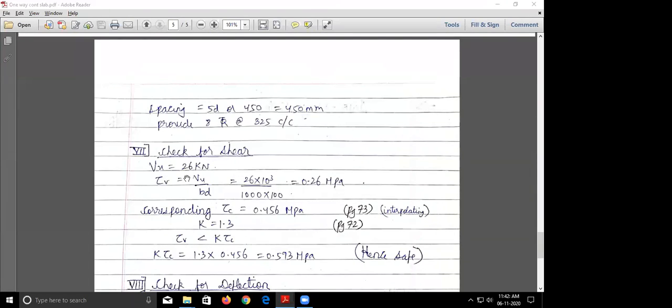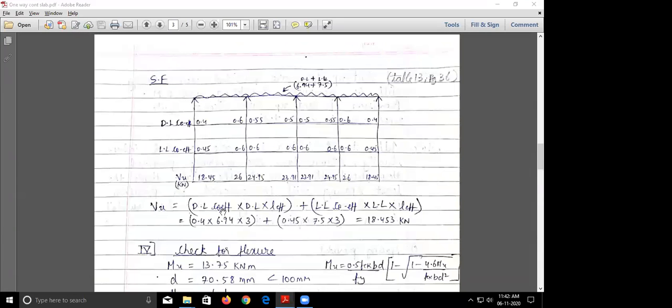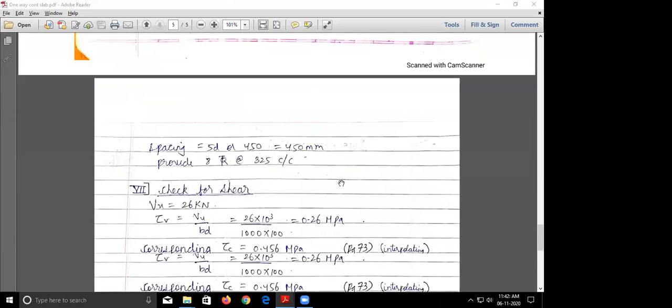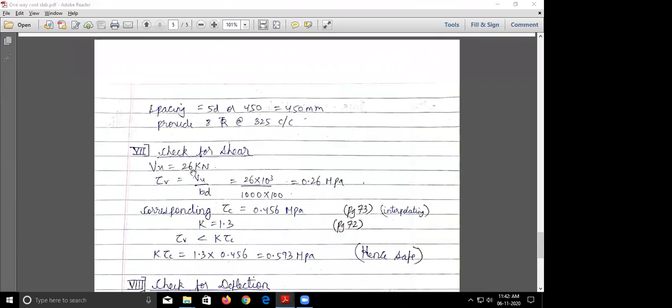For check for shear, how many values of shear do we have? We have different values of shear at the various supports. So check for shear, for which will we do it? Obviously for the maximum value. So let us see what our maximum shear is. It is 26 maximum, so that value I have considered. I considered the maximum shear value of 26 and checked for that.